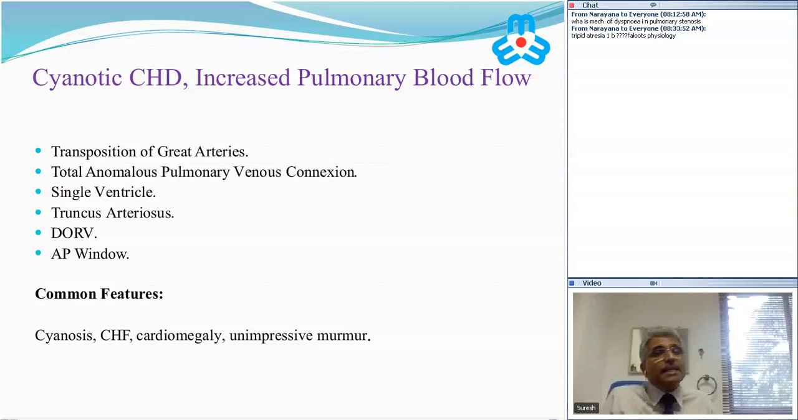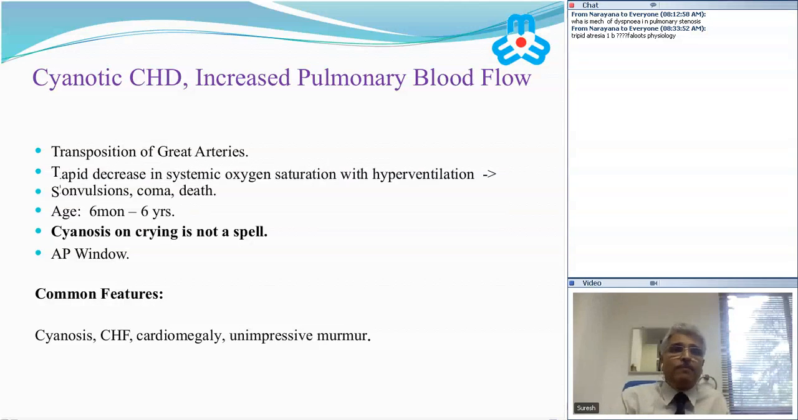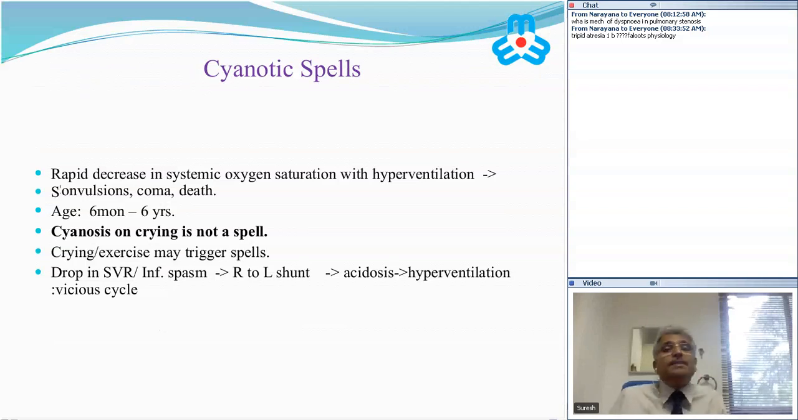So, a child with cyanotic congenital heart disease and increased pulmonary blood flow has features of cardiac failure combined with cyanosis. They usually have severe failure to thrive. In this context, some specific situations in cyanosis are also worth recalling.